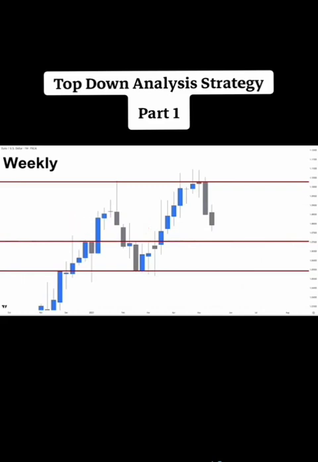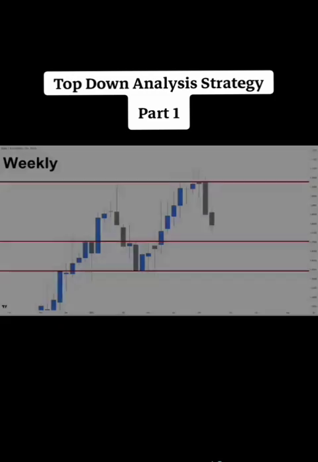Now, this is the only thing we need from the weekly time frame, which is the key levels of market structure that have a high chance for price to react to when it taps into them. So, let's zoom into the daily.